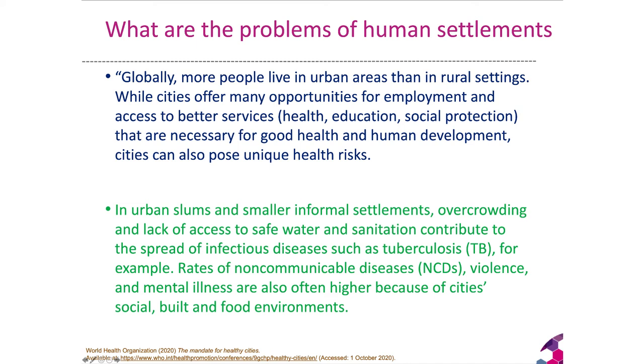In urban slums and smaller informal settlements, overcrowding and lack of access to safe water and sanitation contribute to the spread of infectious diseases such as tuberculosis, for example. Rates of non-communicable diseases, violence and mental illness are also often higher because of cities' social, built and food environments.